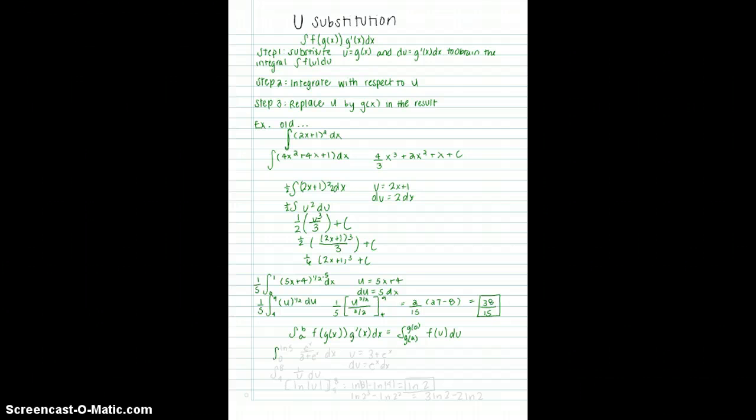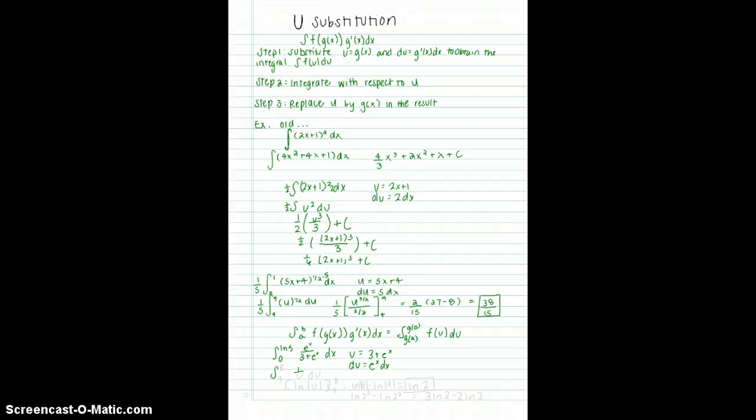Okay, let's try the integral from 0 to natural log of 5 of e to the x over 3 plus e to the x dx. U is going to be equal to 3 plus e to the x, or the denominator, and du is equal to e to the x dx, because we know the derivative of 3 is 0 and the derivative of e to the x is e to the x. So we're going to plug that into the equation.